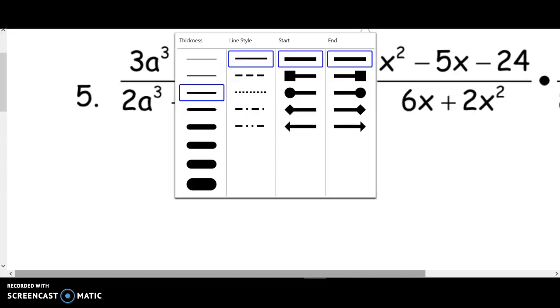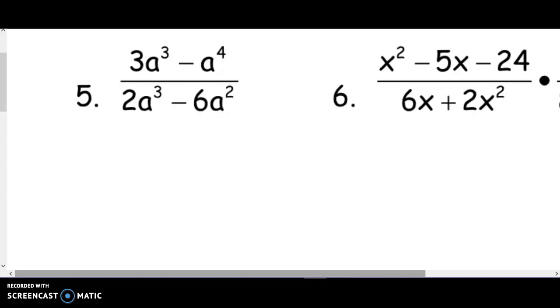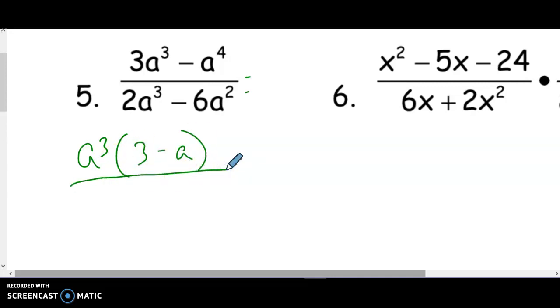Number 5, greatest common factor. So I'm going to factor these out. My numerator, I can factor out an a cubed, leaving 3 minus a. My denominator, I can factor out a 2, as well as a squared, leaving a minus 3. All right, so in this case, 3 minus a, minus 3, they're very similar except for the signs. When that occurs, you're going to want to factor out a negative 1.